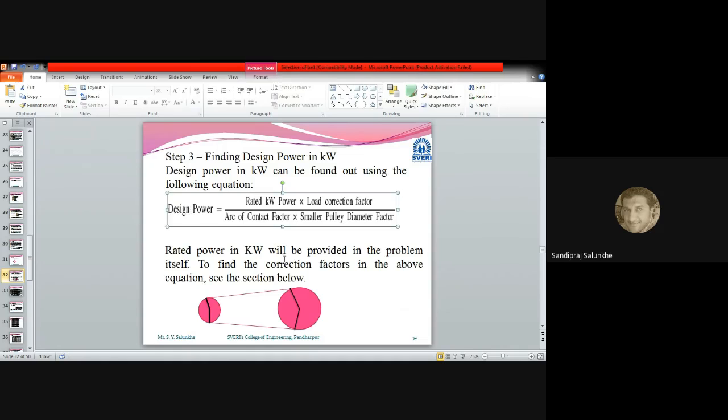But design power will be equal to rated power, that is the power which has been given in the problem statement, multiplied by load correction factor, divided by arc of contact factor multiplied by smaller pulley diameter factor. This formula you have to learn by heart. And from that, we are going to calculate this design power.